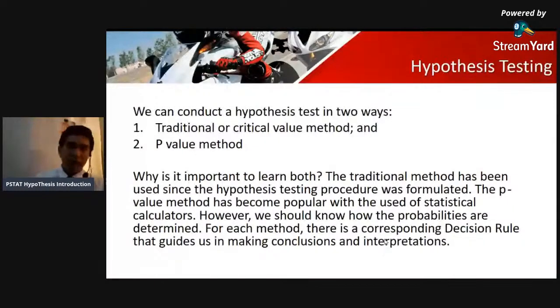Nowadays they are turning to use the t-test instead of the z-test. The p-value method has become popular because of statistical calculators like SPSS, but now you can use an online calculator. You can also use Microsoft Excel. There are many applications or features of Microsoft Excel that you can use in hypothesis testing. For each method, there is a corresponding decision rule that guides us in making conclusions and interpretations.